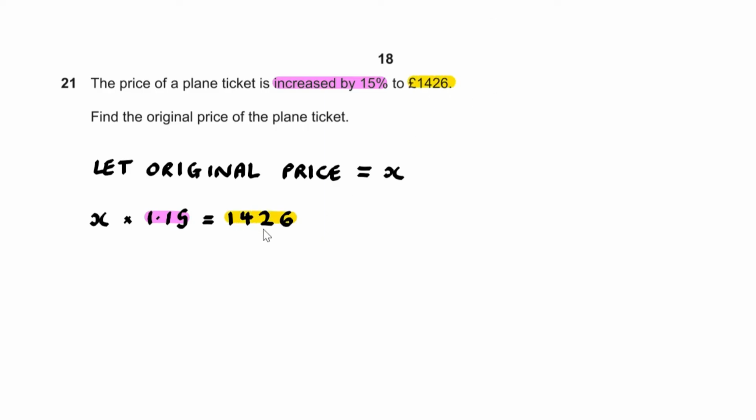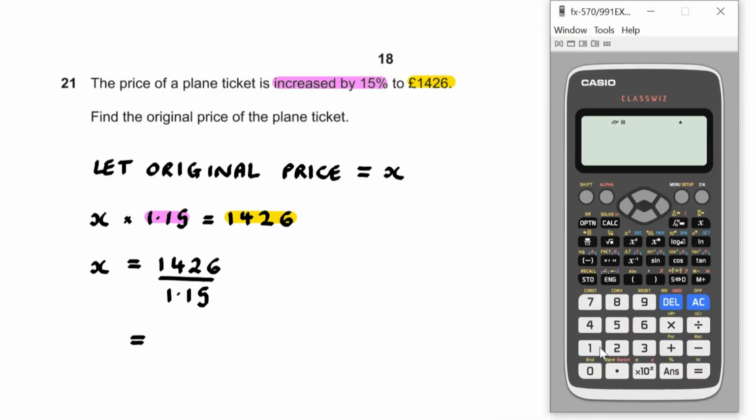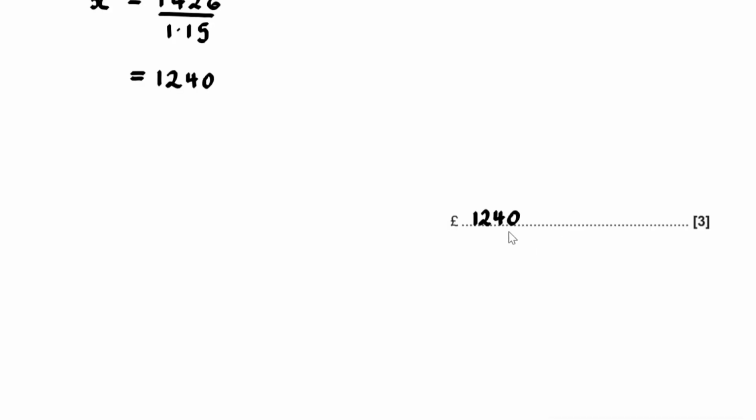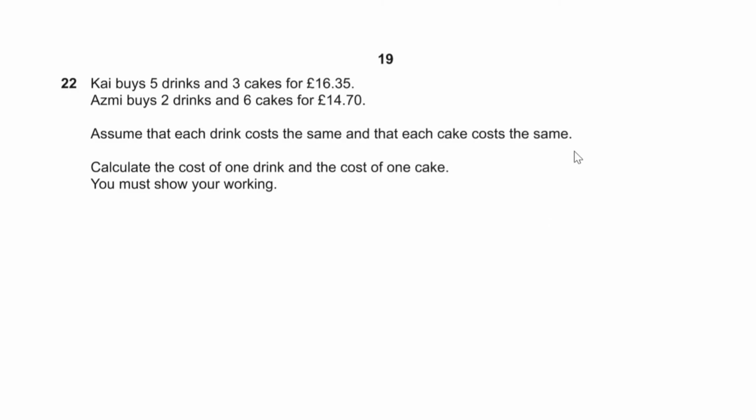And what we need to do is find out the original price. And the way we can do that is by dividing £1,426 by 1.15. So if we work out what this is equal to, we get 1,240. So we have £1,240.